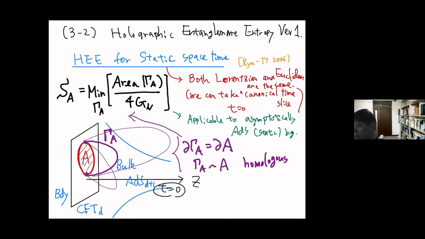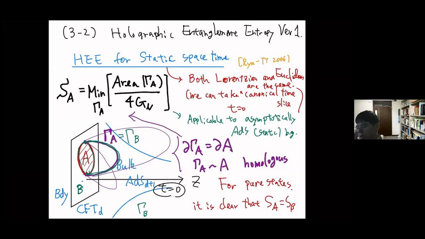And one comment for pure states. A black hole typically has a temperature, and such a setup is usually dual to a mixed state. But we are talking about pure states. In that case it is clear that S_A equals S_B, where B is the outside. To calculate the entanglement entropy of B we need some gamma_B, but this is exactly the same. We just extend the boundary of A and B towards the bulk, and this is the same as gamma_B. Unless we have some topological obstruction coming from a black hole, S_A equals S_B. This is consistent: for a pure state, always S_A equals S_B.